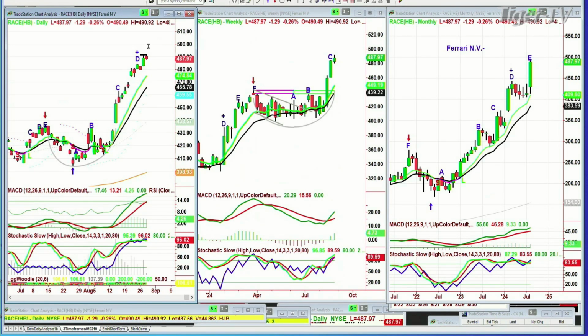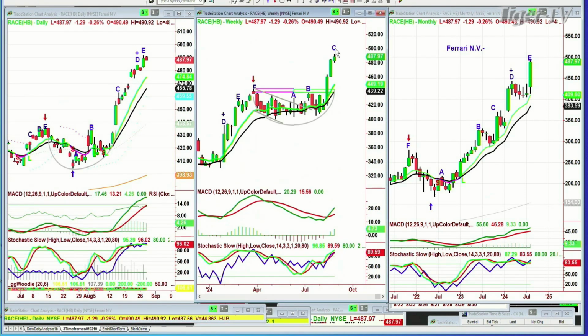It could be a peak E because today it's down a little bit. It's down $1.29 to 487.97, and fabulous action. Look at the weekly charts only in leg C, and this looks like a lot of major charts that are in C's that should go to D's. So that's very bullish. And the all-time, the monthly chart is in leg E. Ferrari race. I forgot to mention Ferrari.